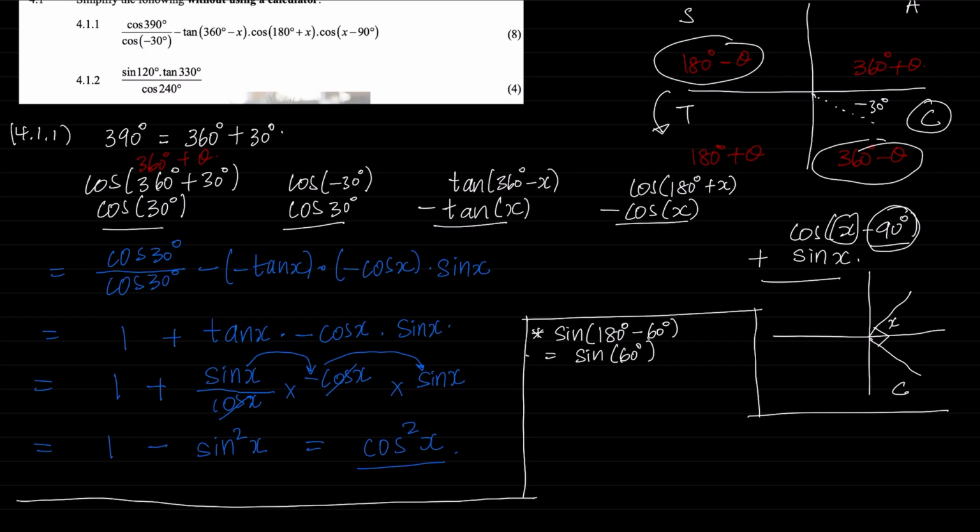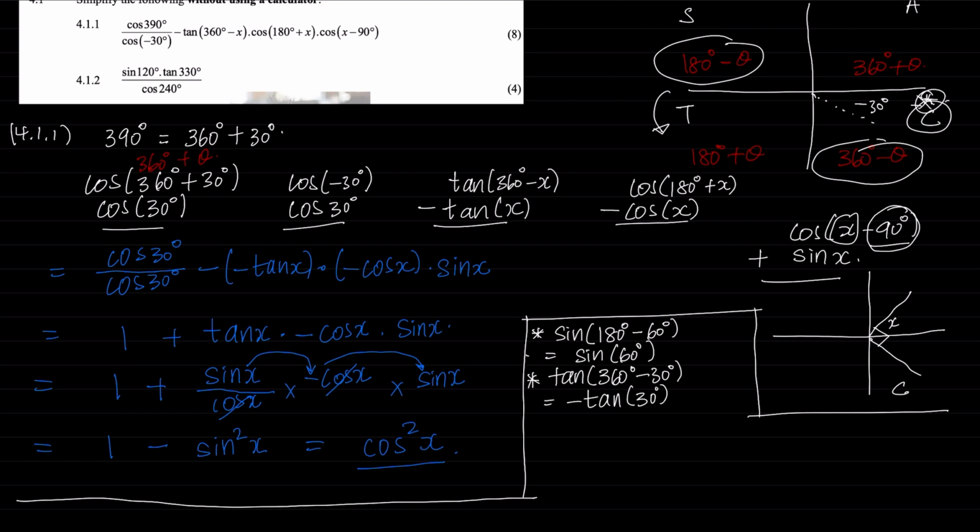Next we have tan of 330. So tan of 330 can be rewritten as tan of 360 minus 30. 360 minus means fourth quadrant. That means tan is negative. That will reduce to minus tan of 30 degrees.